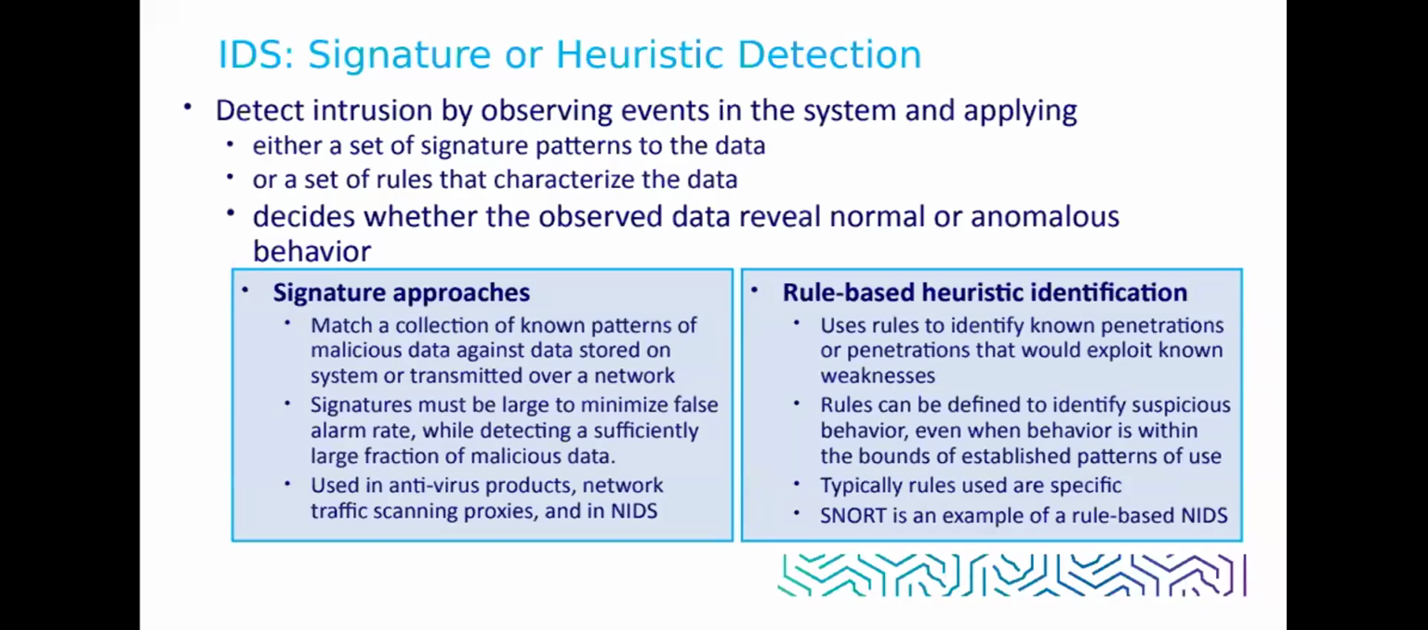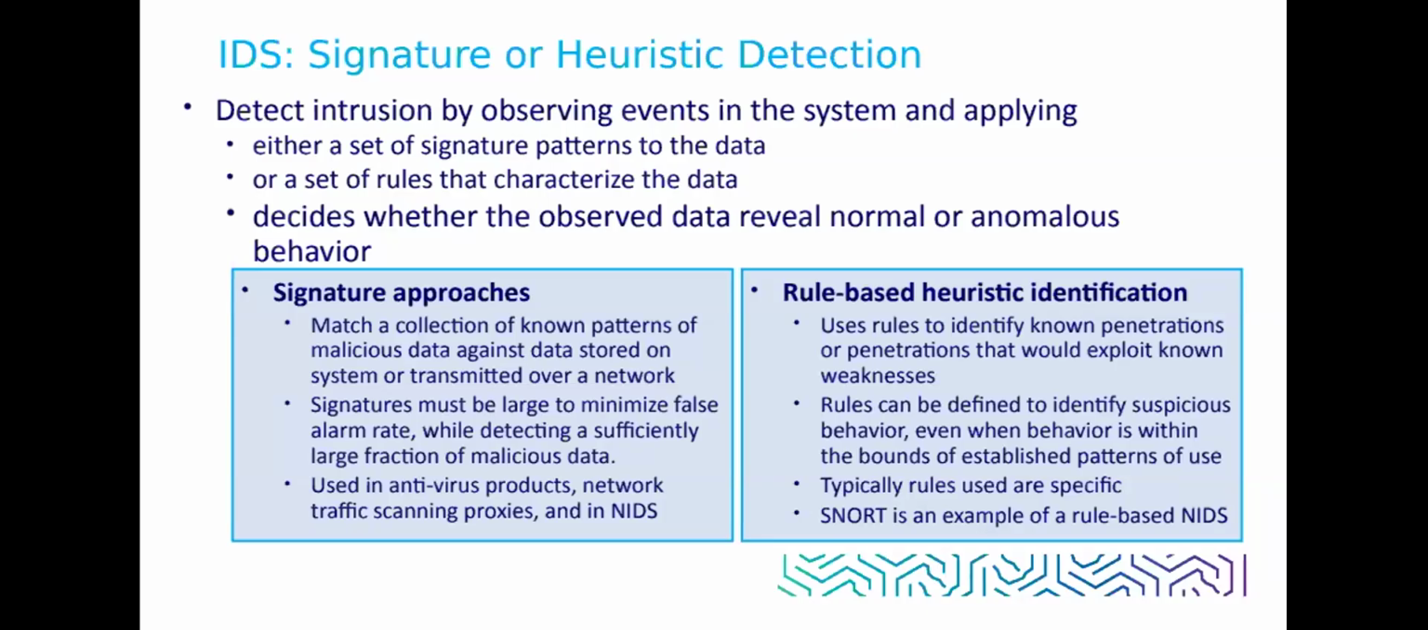See, the signature or heuristic detection will identify cyber attacks by comparing current activities with the known attack signatures or the predefined security rules. So signature detection is highly effective for identifying previously known threats by matching them against the signature database, while the rule-based heuristic detection will apply expert-defined rules to identify suspicious behavior or attempts to exploit known weaknesses.